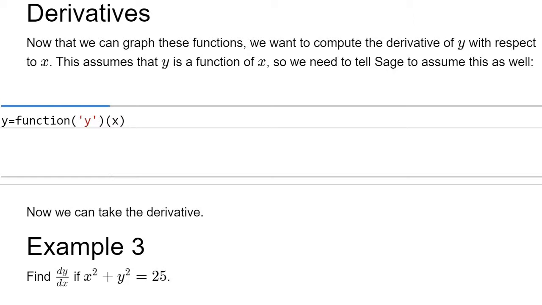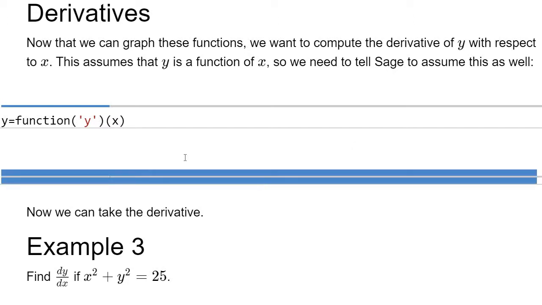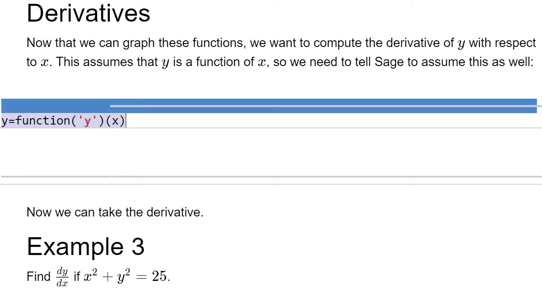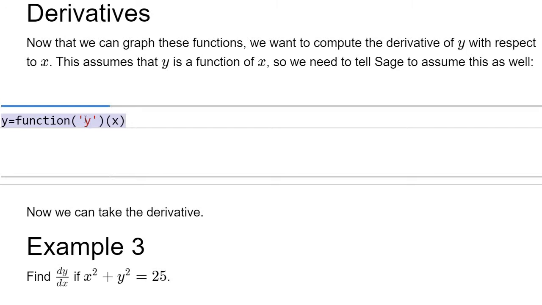We want the derivative of y with respect to x as normal. To do that assumes that y is a function of x. So to calculate the derivative in Sage, we need to tell it that assumption: y is a function of x. Here's how you do it. You say y equals function, and then this is the name of y. Y is a function called y, and it's a function of x. That's what this parentheses x stands for.